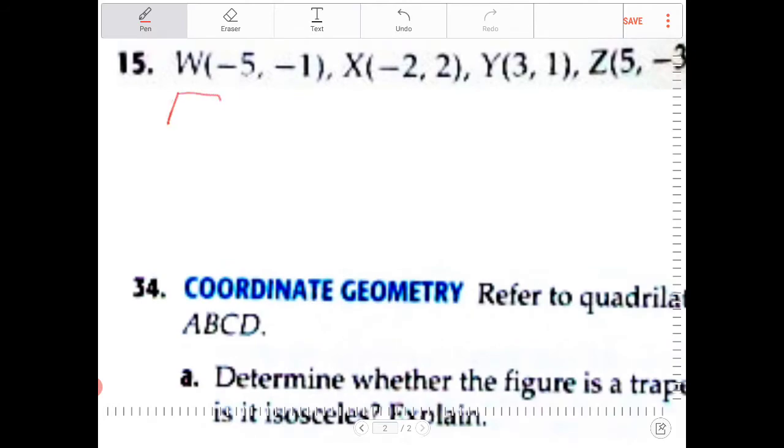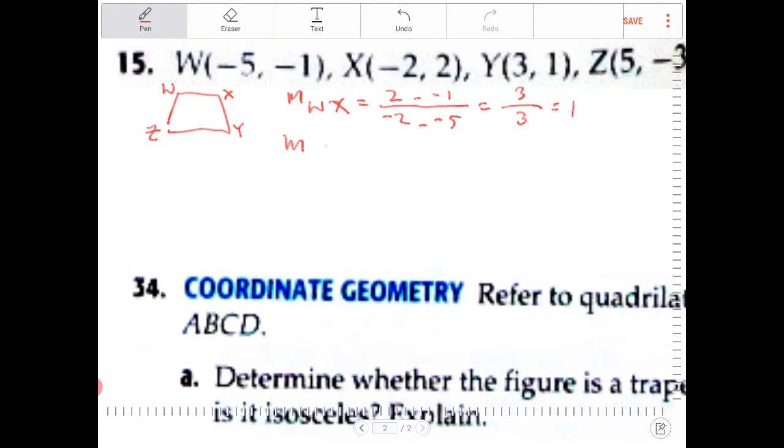So W, X, Y, and Z. I'm going to find the slope of WX. So if I do that, it's 2 minus negative 1 over negative 2 minus negative 5, and that will be 3 over 3, which is equal to 1.